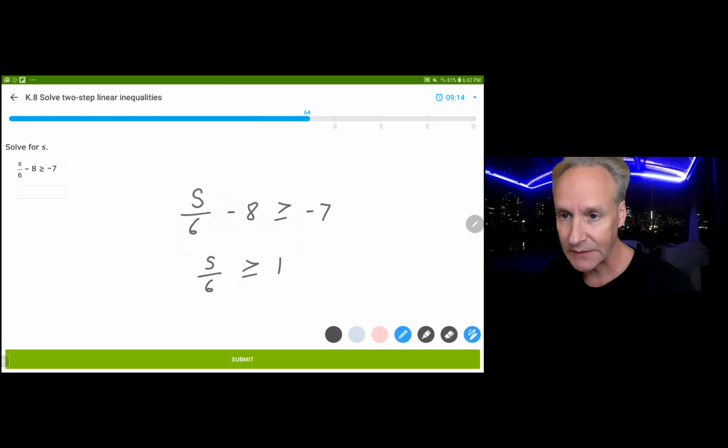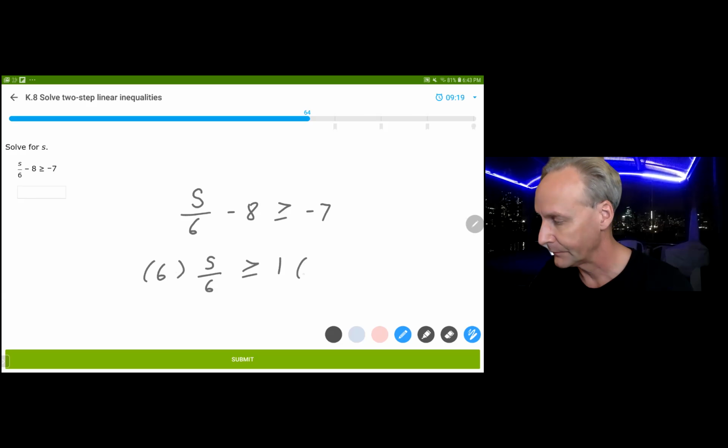Now, I'm not going to divide by 6. I'm going to multiply by 6. I have to do the opposite to both sides. I'm not changing the sign. S is greater than or equal to 6, and I'm done.